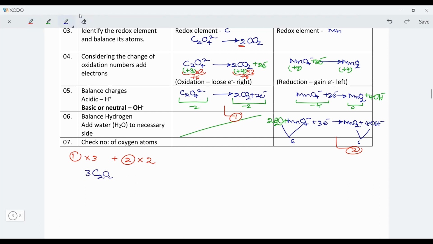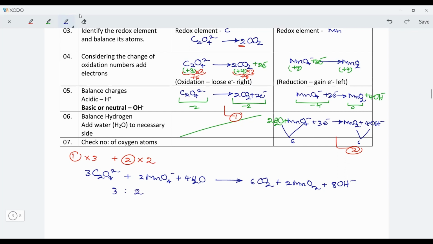So let's do it and see. 3 C2O4 2 minus, 2 MnO4 minus, 4 water go to 6 carbon dioxide, 2 MnO2 and 8 OH minus. This is the balanced ionic equation. No need to cut any hydrogen or OH minus or water. Here it is coming like this. So your ratio is 3:2.